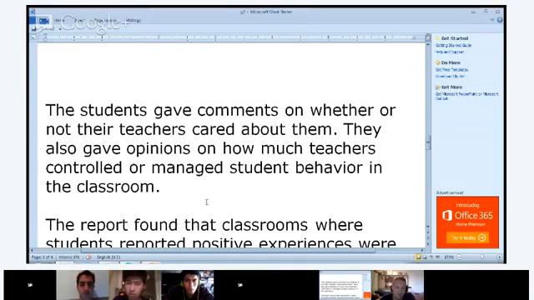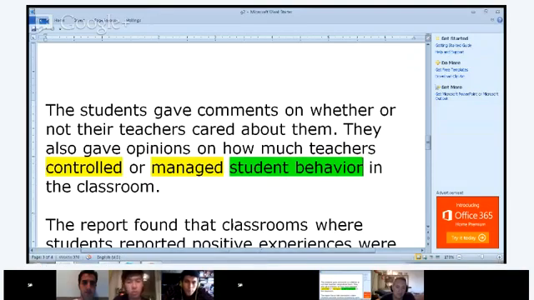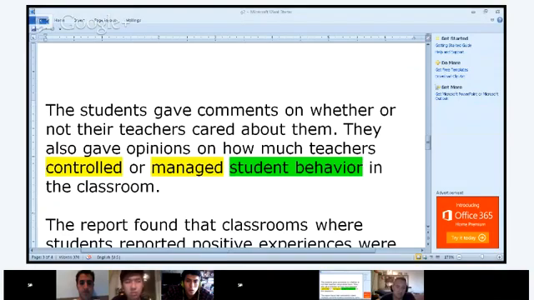Okay, but sorry, just a little more specific. What did the teachers control? Control the classroom. Yes, good. They controlled or managed the classroom, but really the students' behavior, the way that the students acted in the classroom. Okay. And what else did the students comment on? What else did they ask the students? Did the teachers care about them? Yeah, what does that mean?